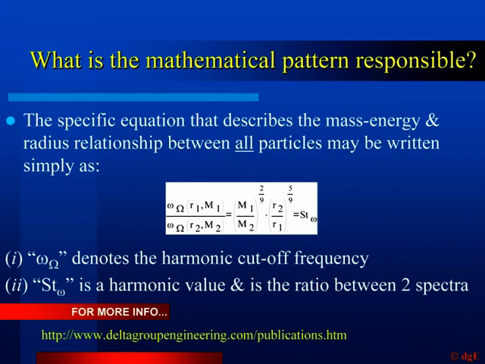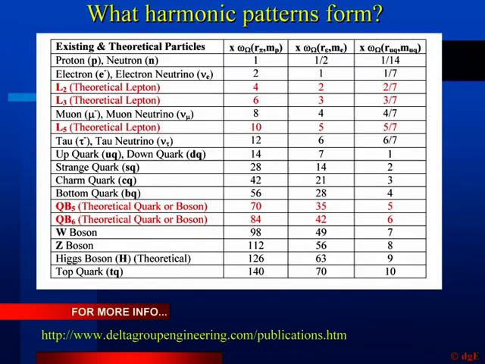What is the mathematical pattern responsible? The specific equation that describes the mass energy and radius relationship between all particles may be written simply. Omega sub omega denotes the harmonic cutoff frequency. St sub omega is a harmonic value representing the ratio between two spectra. The equation shown illustrates that mass energy is simply distributed, but may take many forms, depending upon the value of St sub omega. What harmonic patterns form?